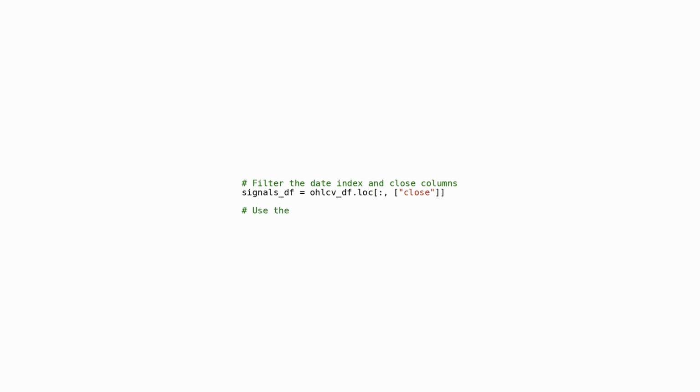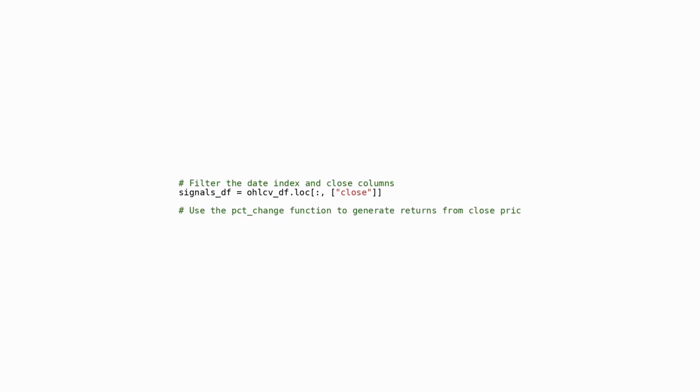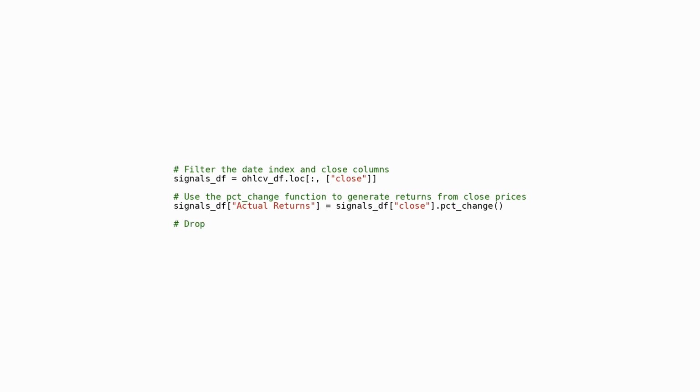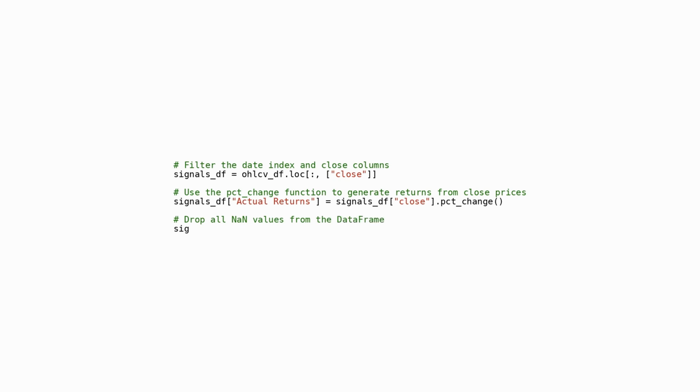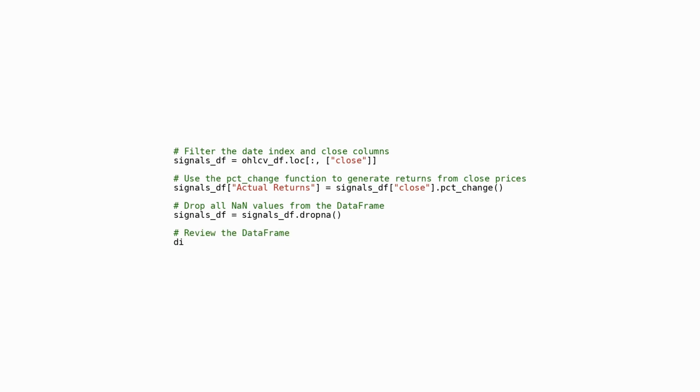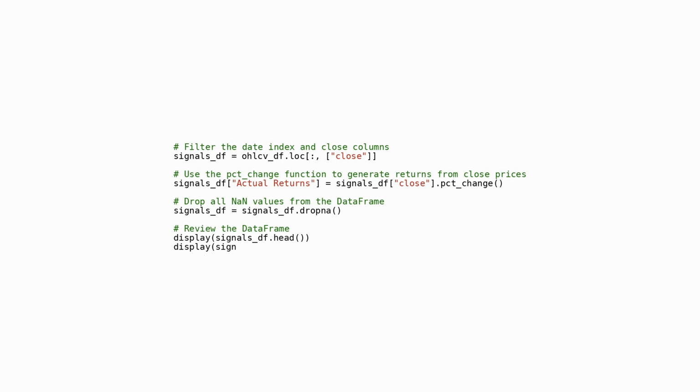The code accomplishes several tasks. 1. It begins by creating a new data frame, signals_df, that consists only of the close column from the original ohlcv_df, effectively filtering out all other columns. 2. Next, the code computes the percentage change of the close price, which represents the returns from one close price to the next. This percentage change is then assigned to a new column in signals_df, named actual returns. 3. The code proceeds to clean the data by removing any rows with NaN, not a number, values, which are most likely to appear after the percentage change calculation, since the very first close price does not have a preceding price to calculate a return from.